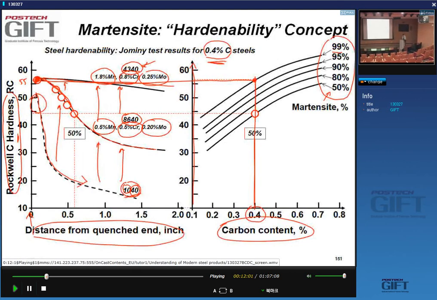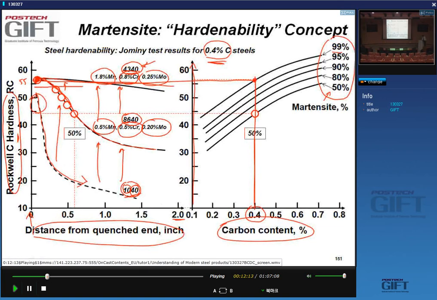martensite. And you can see that for the 4340, the hardness decreases after 2 inches, that's 5 centimeters, to barely below 55. So in this case, I get martensite over almost 5 centimeters below the quenched end, and it's 99 to 95% martensite microstructure.